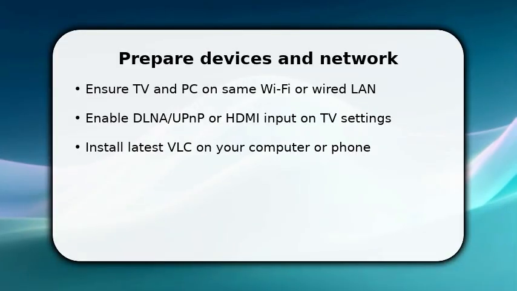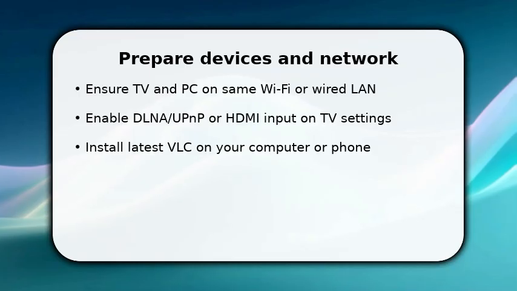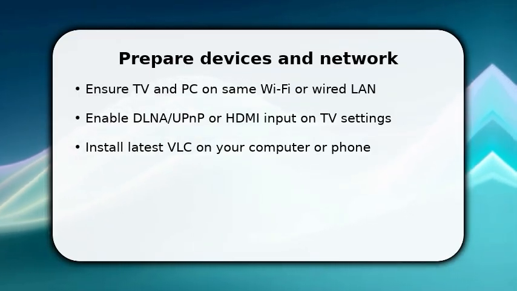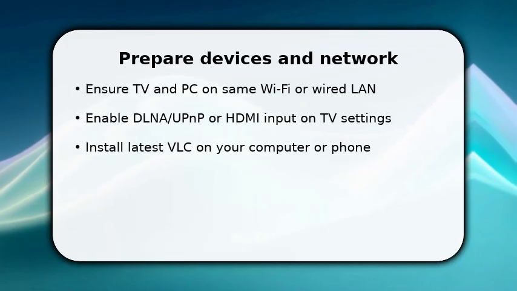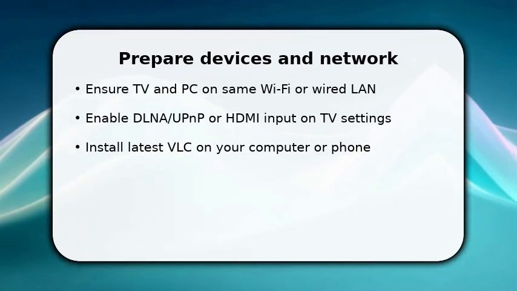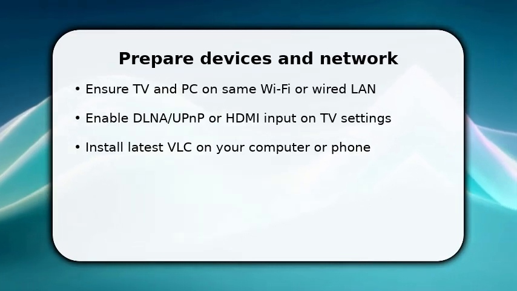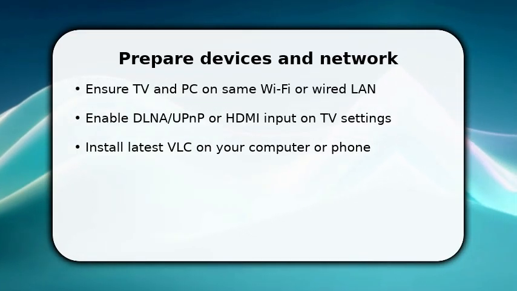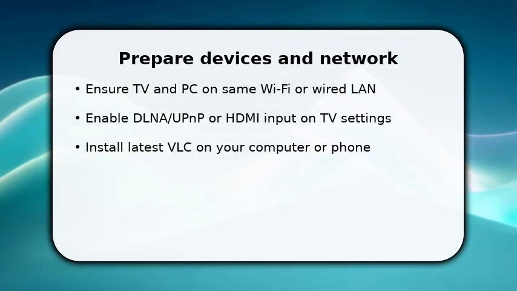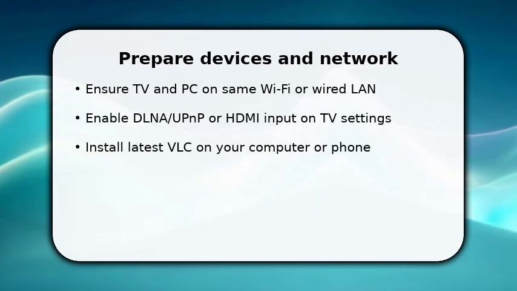You start by confirming prerequisites. Both your TV and the device running VLC must share the same local network, wired or wireless. Once done, make sure your TV's media sharing features like DLNA or UPnP are enabled in settings so it can receive streams from VLC. Next, open VLC on your device and check that it's the latest version. Older releases may not expose streaming options.